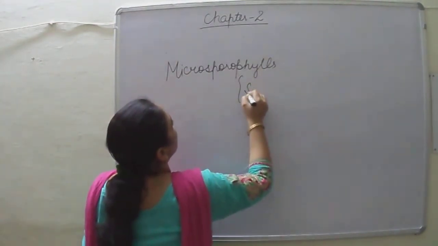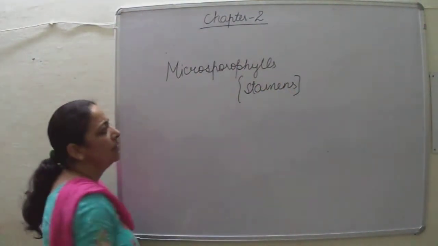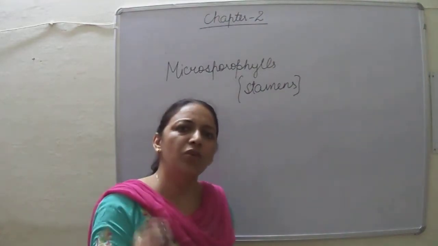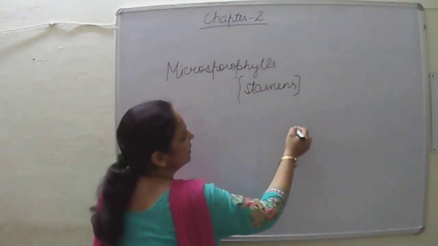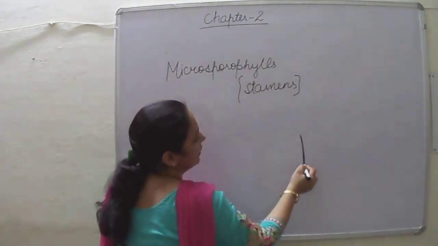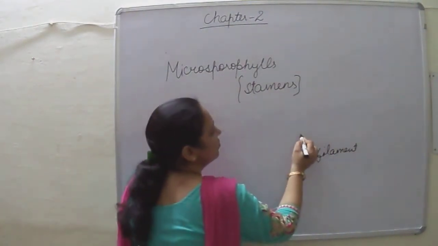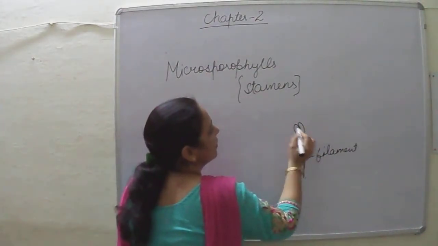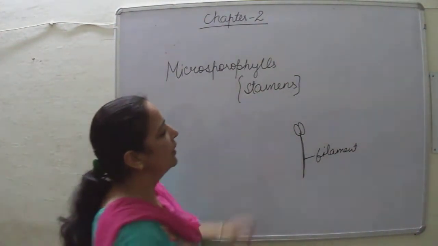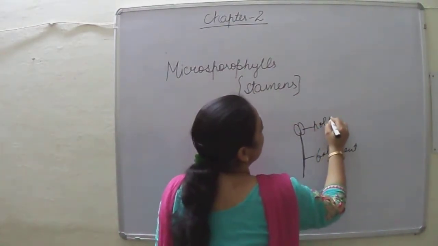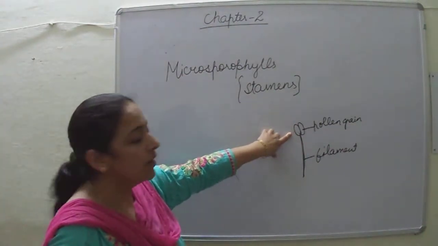Microsporophylls are known as the stamens. Stamens are leaf-like structures that are formed inside the flower, and each stamen consists of a thread-like filament. This is the filament, and it consists of a two-lobed anther. This is the anther where the pollen grains are formed. Here the pollen grains are formed, or we can say the microsporogenesis occurs here inside it.